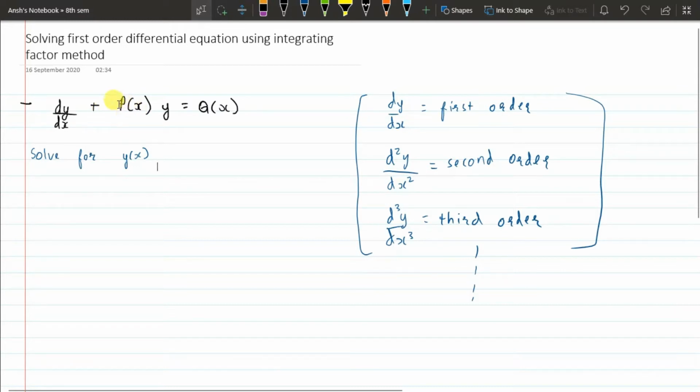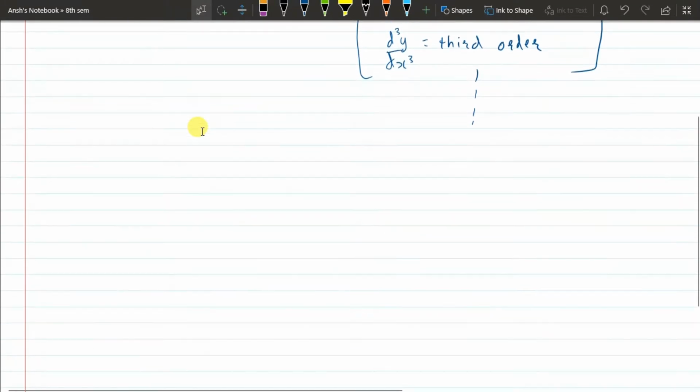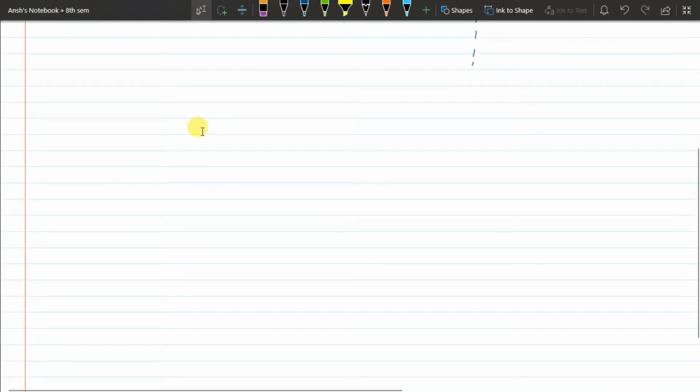In the general form, p of x and q of x are arbitrary functions of x, and solving this differential equation is very straightforward. So we'll learn how to solve a first order differential equation using an example. So let's go ahead and do that. To solve any kind of example, there are 5 steps you have to follow. So let's start with our example.